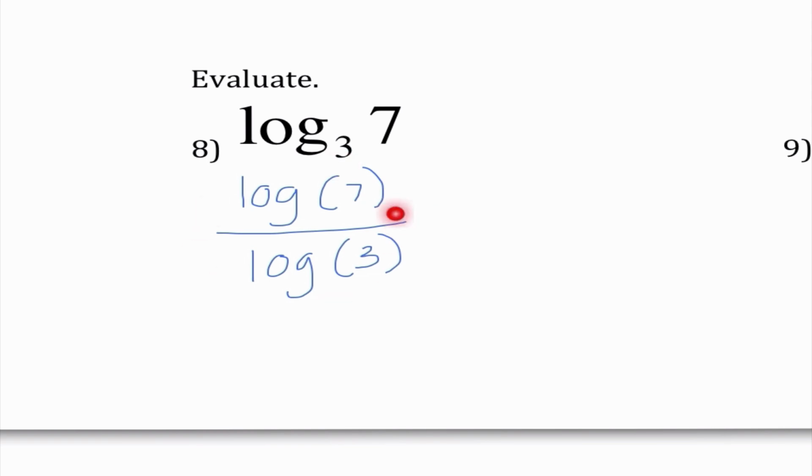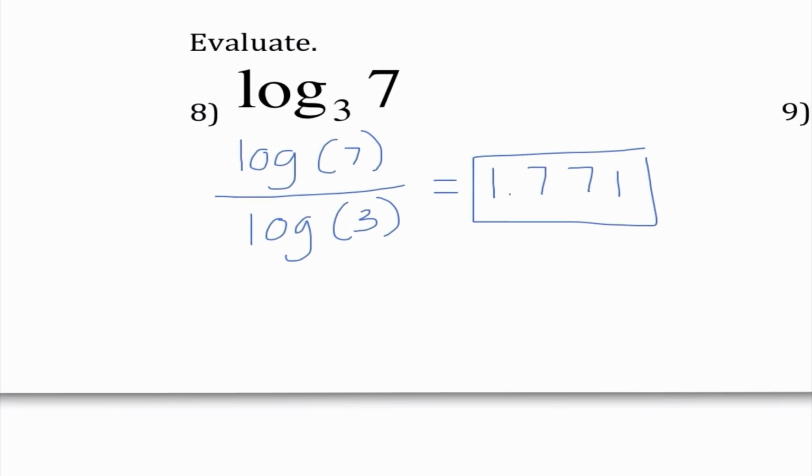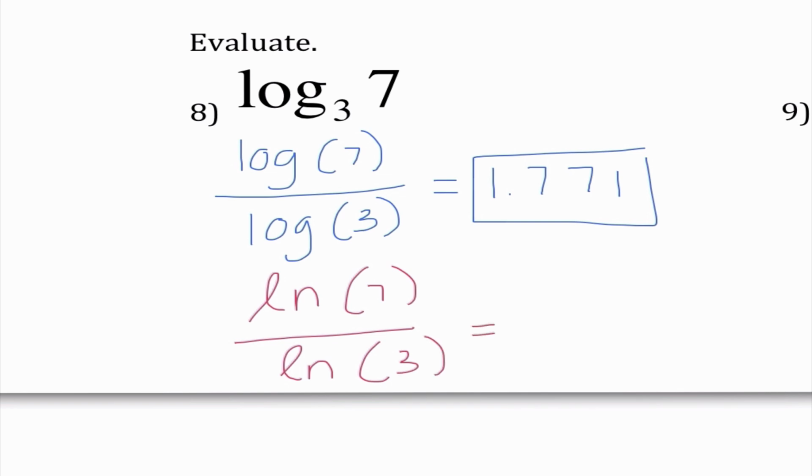So I'm going to go ahead and put this into my calculator. And I end up getting 1.771 as my answer. If you're not getting that, recheck it, put it in your calculator again. The second way I could have done this was ln of 7 divided by ln of 3. And amazingly, when I put that in my calculator, I get 1.771.